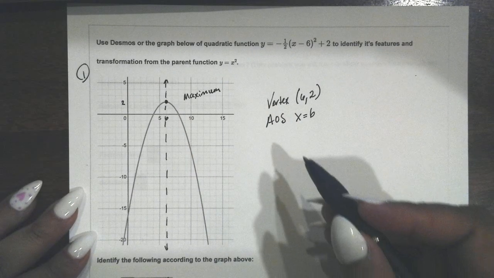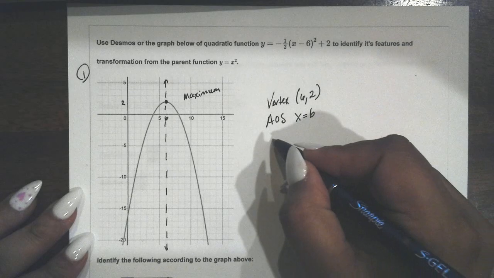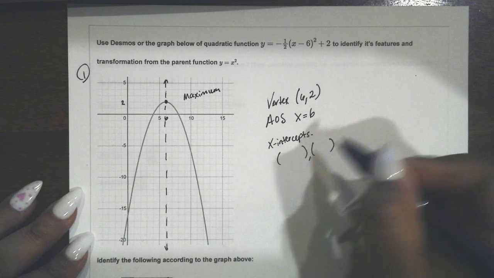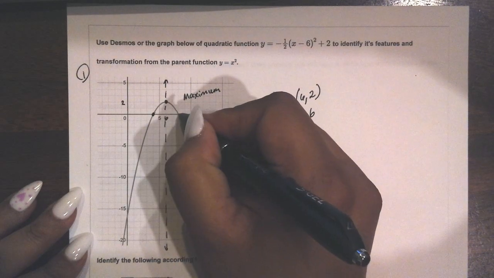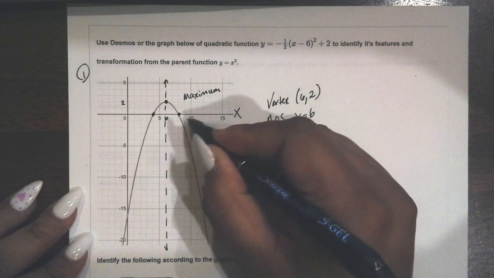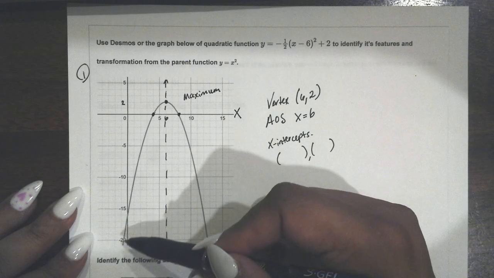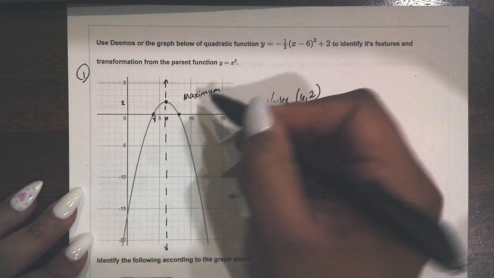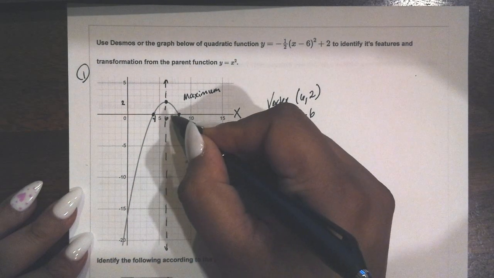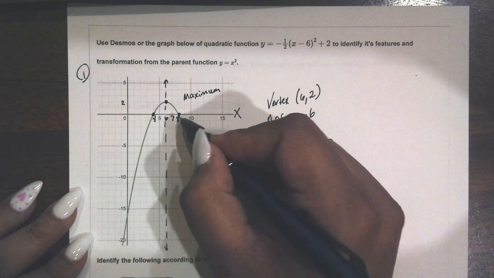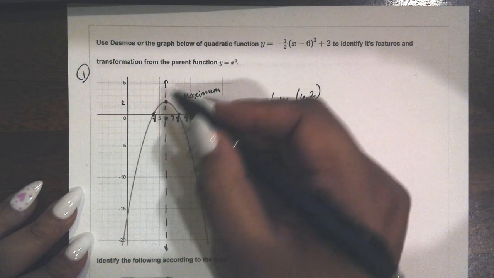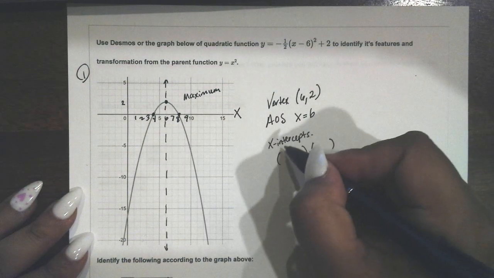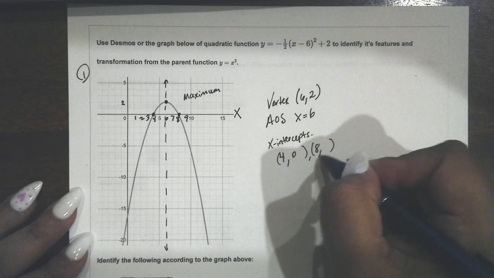Alright, now the x-intercepts. The x-intercepts are located on the x-axis. In this case, we have 2 x-intercepts, here and here. So I go along the x-axis and see where this parabola crosses that x-axis, and it crosses it at (4, 0) and at (8, 0). So 4, 5, 6, 7, 8, 9, 10, if we number 3, 2, 1. Alright, so (4, 0) and (8, 0) are my x-intercepts.